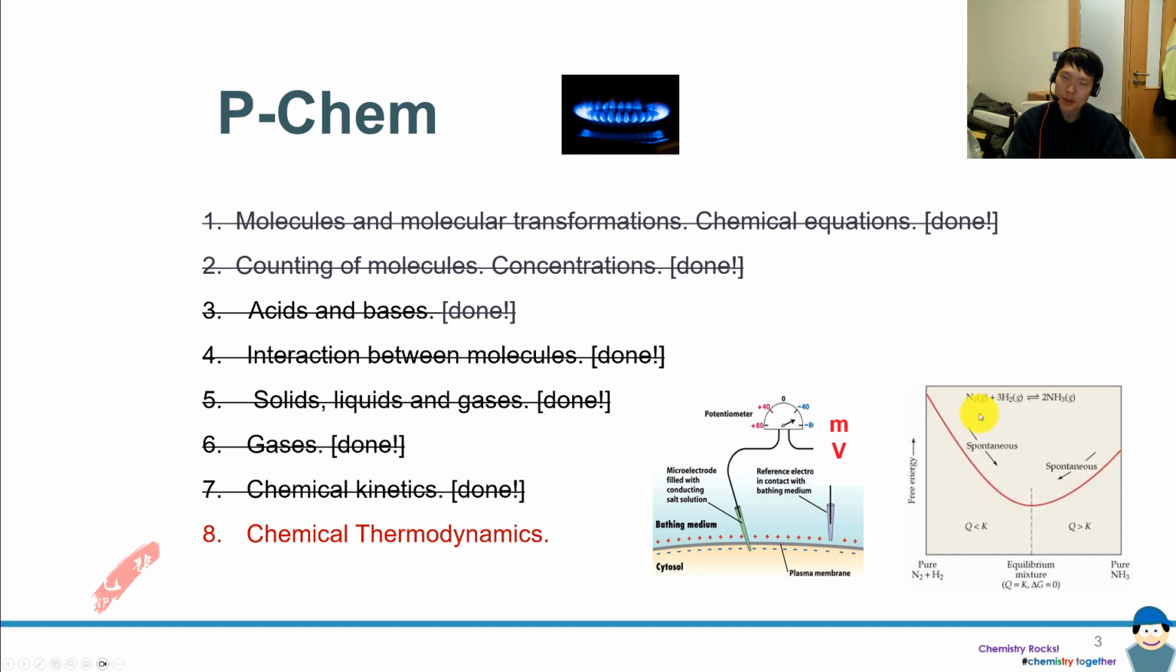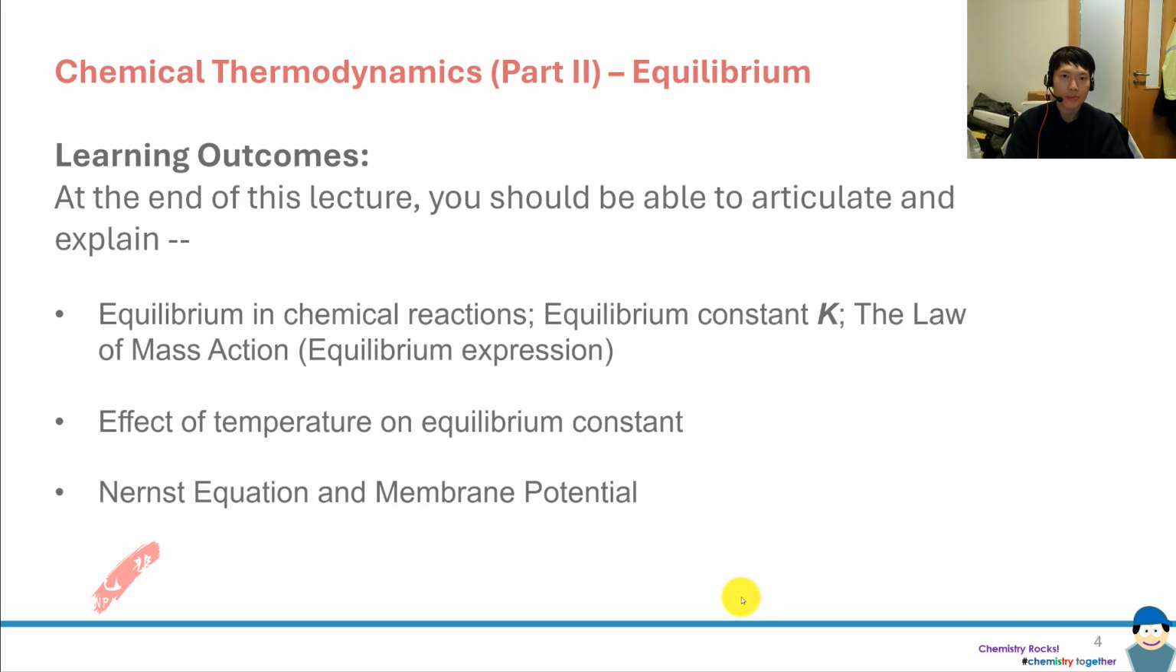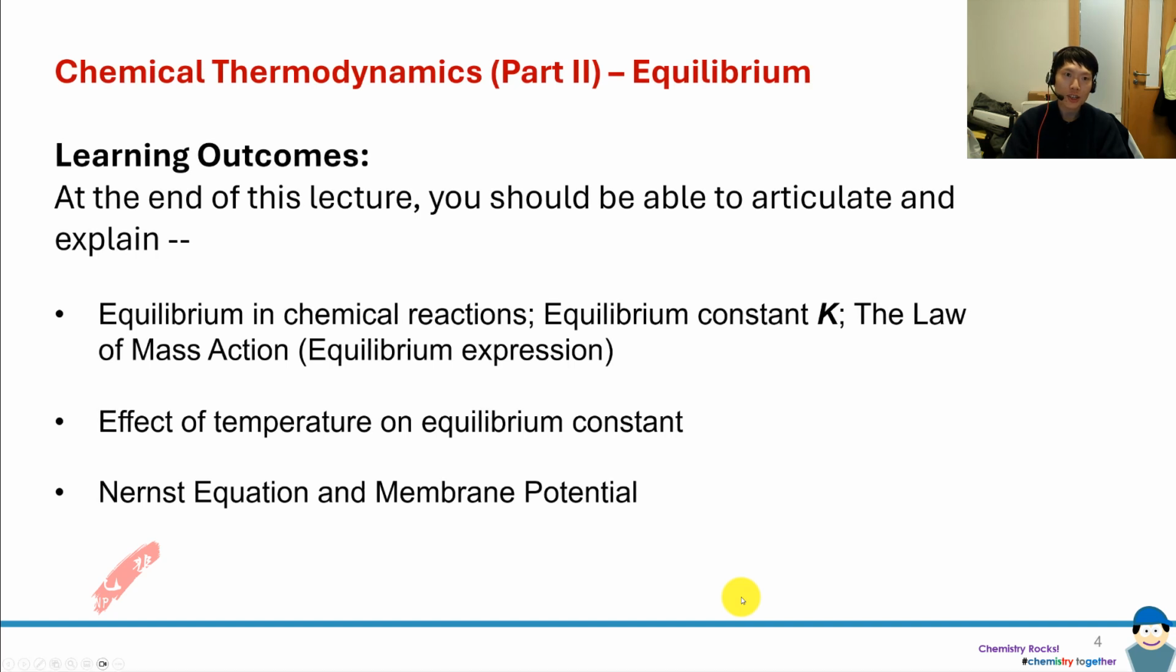And here you see the Haber-Bosch process, which I explained. And also in the cell, because this is chemistry for biology, how does it affect the potential between the cell here and ions passing through? At the end of this short lecture, you will be able to explain confidently what is K, the big K equilibrium constant, and the law of mass action. How to write the expression for equilibrium reactions, and the effect of temperature on the equilibrium constant, the Nernst equation, and membrane potential.